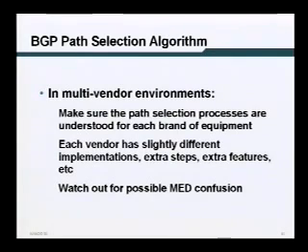In multi-vendor environments, make sure the path selection processes are understood for each brand of equipment. Yes, they can be different. They all have slightly different implementations, extra steps, extra features, and so forth. So if you're using multiple vendors in your network, try and use all the knobs that they kindly provide you to make sure the path selection is actually going to do the same thing. Otherwise, you might end up with routing loops or even more interesting features.